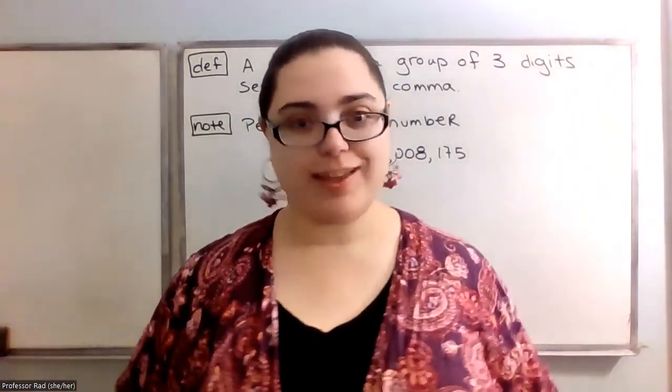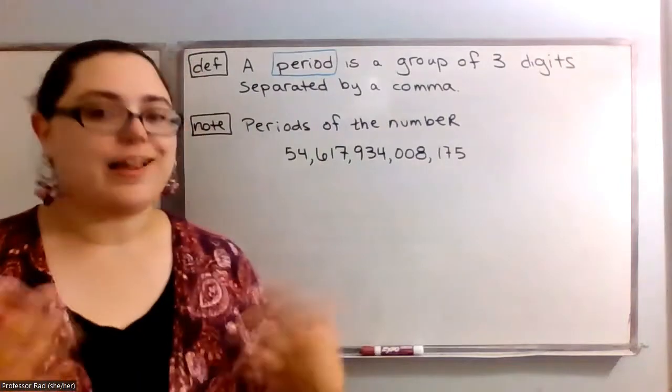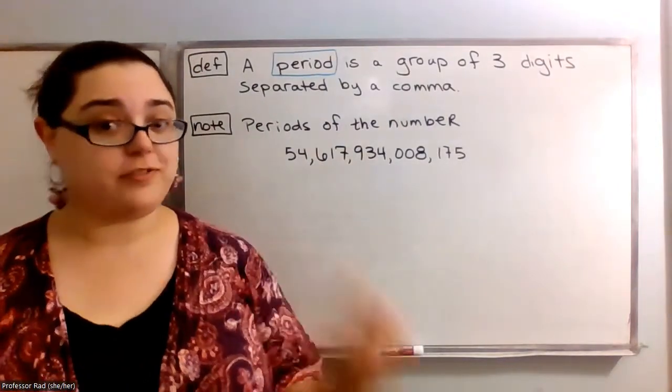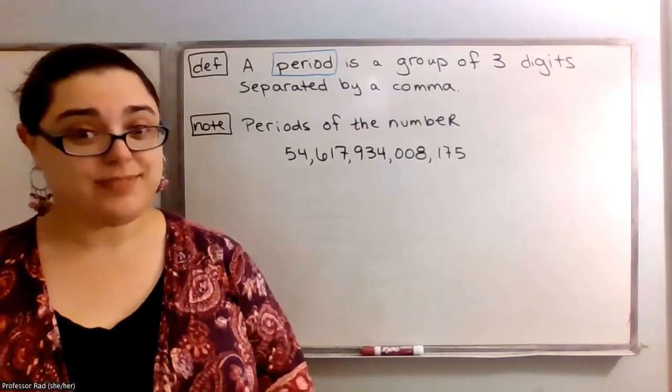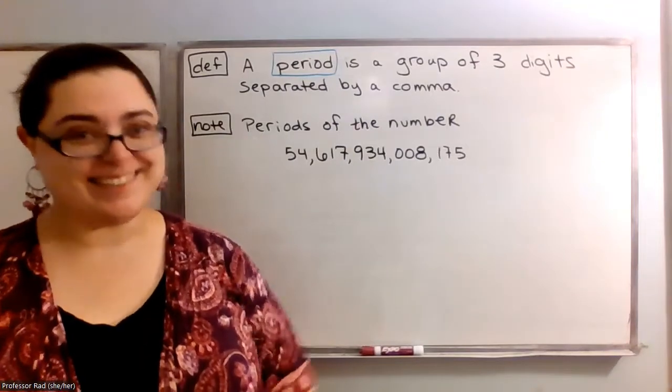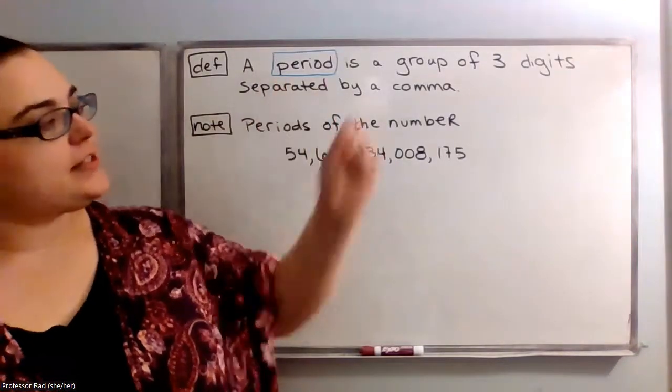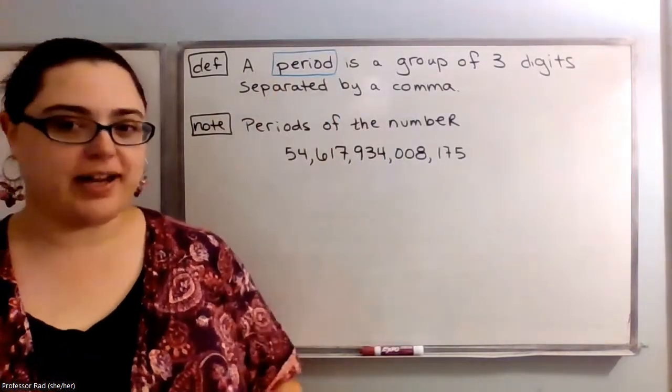So let's start out with a definition and a note. As always, if you ever want to pause the video to copy these things down before we talk about them, feel free to do so. Now would be a good time to do that. All right, so let's start out with this definition. A period is a group of 3 digits separated by a comma.